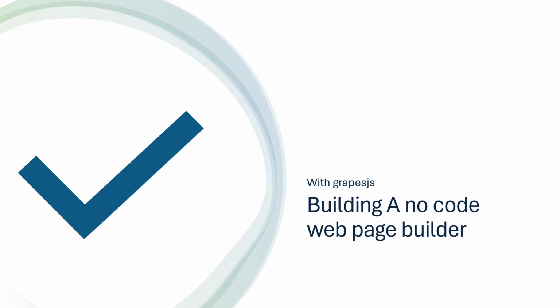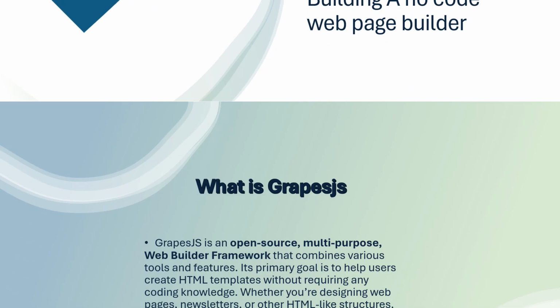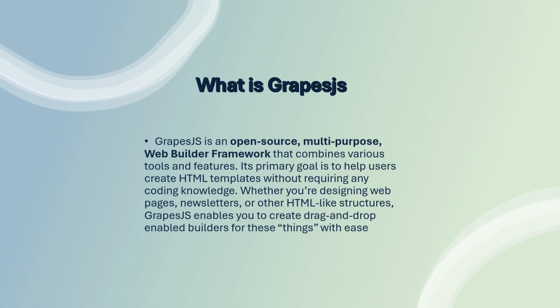Today we'll be learning how to build a no-code web page builder with the help of a JavaScript library called GrapesJS. But before that, we should know what GrapesJS is. GrapesJS is an open source multi-purpose web builder framework that combines various tools and features. Its primary goal is to help users create HTML templates without requiring any coding knowledge.